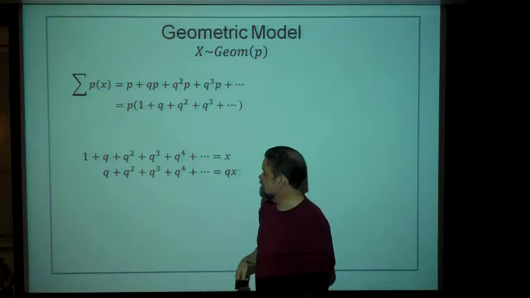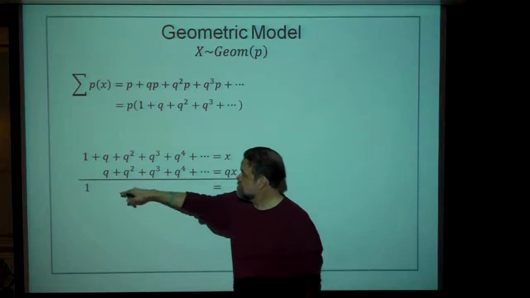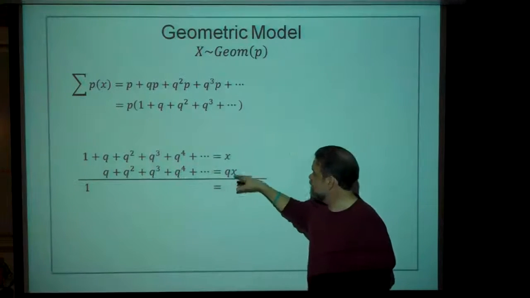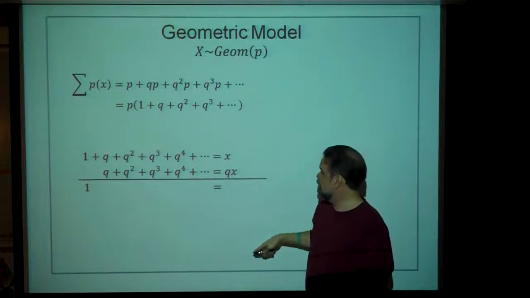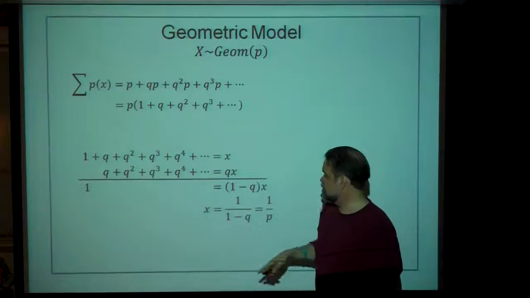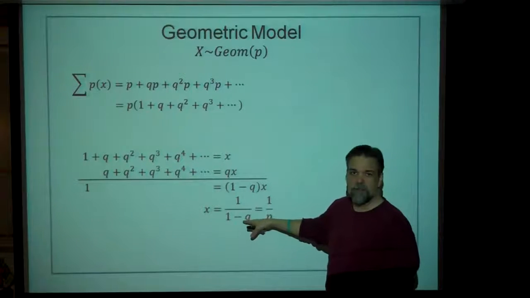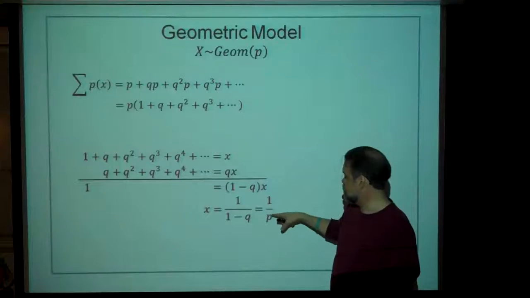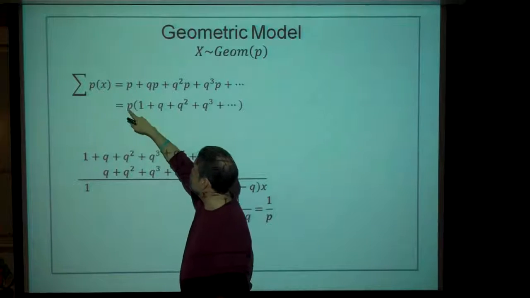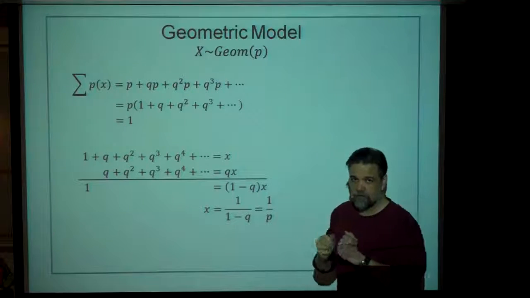And the reason I shifted it over is that now I'm going to subtract this minus this. And as you can see, 1 goes down here and all the other terms just cancel out. And then I get x minus qx over here, and I can factor out an x there and get (1 minus q) times x. And that means that x equals 1 over 1 minus q. I just divide both sides by 1 minus q. And 1 minus q, that's p. So that means this equals 1 over p. Well, that means that the sum of all my probabilities equals p times 1 over p, and that's just 1, which is exactly what it should be. So that works out, and I'm happy.